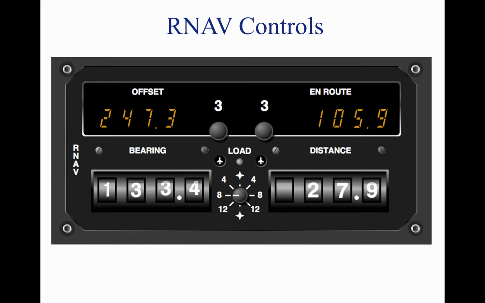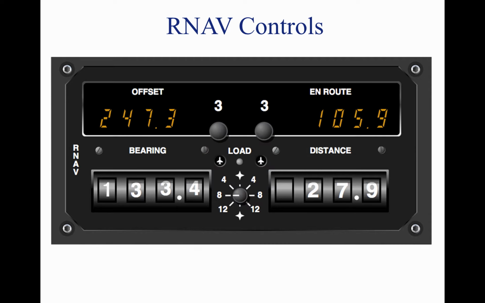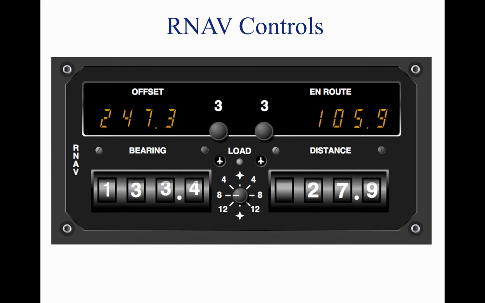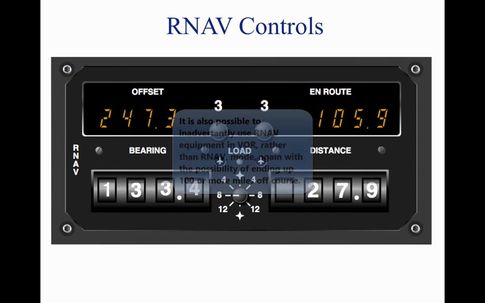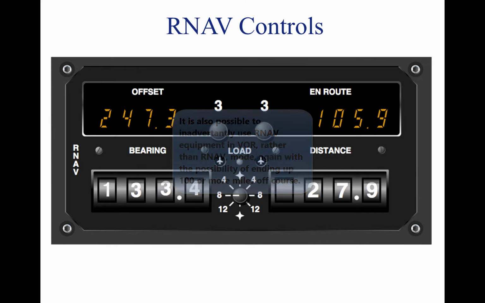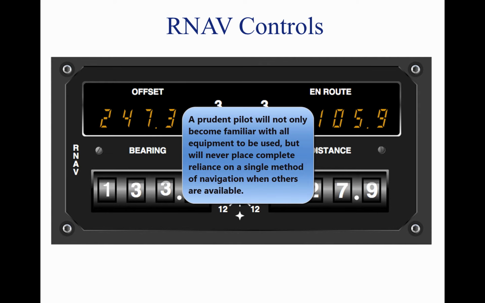Confusion is possible when navigating an aircraft with VOR DME-based RNAV, and it is essential that the pilot become familiar with the equipment installed. It is not unknown for pilots to operate inadvertently in one of the RNAV modes, when the operation was not intended, by overlooking switch positions or annunciators. The reverse has also occurred with a pilot neglecting to place the unit into one of the RNAV modes by overlooking switch positions or annunciators. As always, the prudent pilot is not only familiar with the equipment used, but never places complete reliance in just one method of navigation when others are available for cross-check.